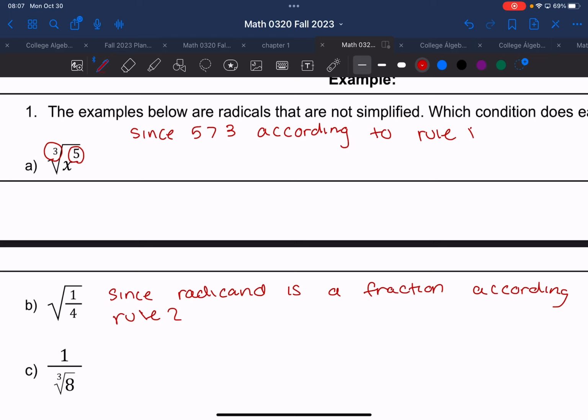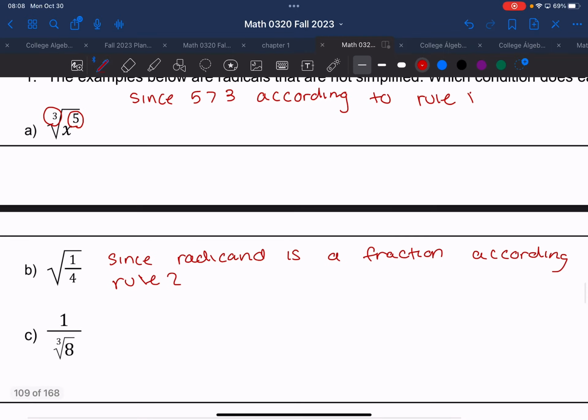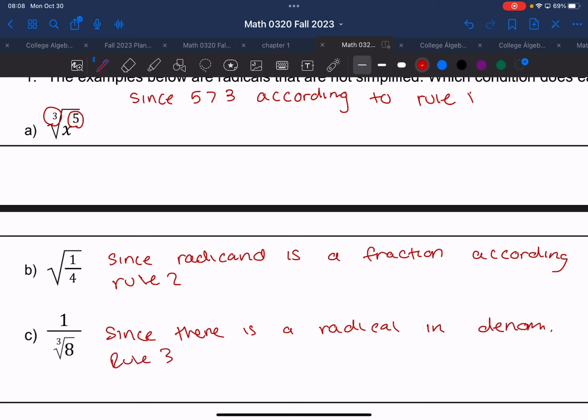Okay, so we said A can't be simplified because the exponent is greater than the index. B cannot be simplified because the radicand is a fraction. Why can't C be simplified? Good, since there is a radical in the denominator, and that's according to Rule 3. So these are the reasons why they cannot be simplified.